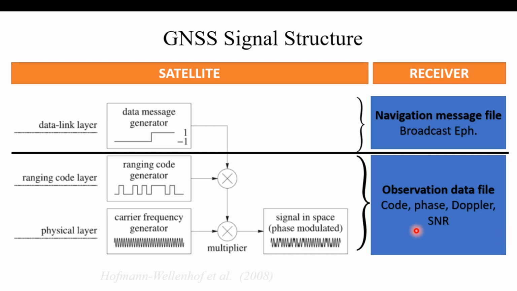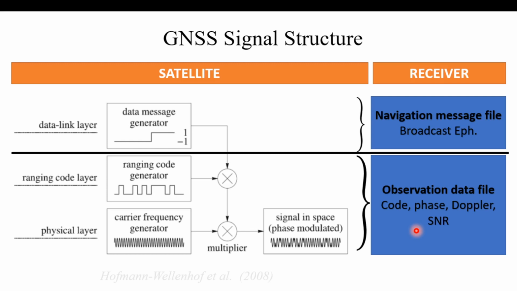So the navigation and observation data are stored in the receiver. These files are normally captured and stored in the vendor's specific file structure, a binary file structure, but they are converted to RINEX. And we have seen the navigation message files for two different GNSS systems. And now let's see the observation data for a location at a given point.